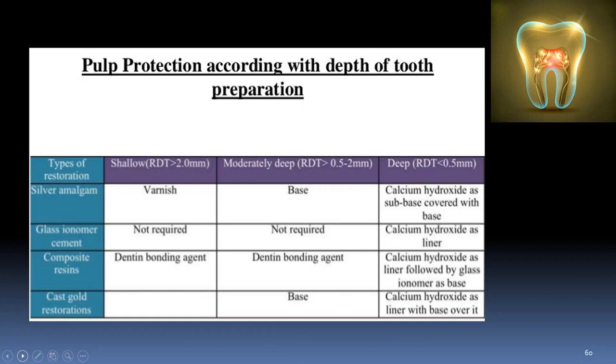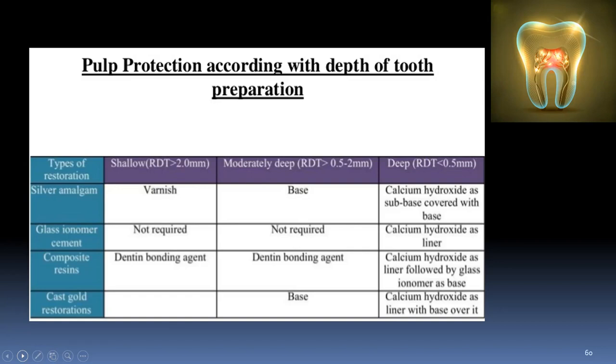In the case of an amalgam restoration, if there is a shallow RDT, then varnish can be used. For moderately deep, we can go for a base, and in the case of a deeper condition, we can use calcium hydroxide as a sub-base, which should be covered with a base. In the case of glass ionomer cement, even if it is shallow, no pulp protection is required. Moderately deep also, pulp protection is not required. And in the case of a deep cavity, that is RDT less than 0.5 mm, a calcium hydroxide liner can be used.